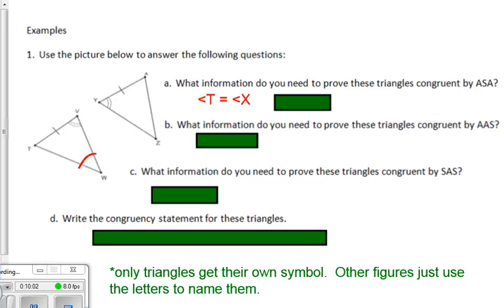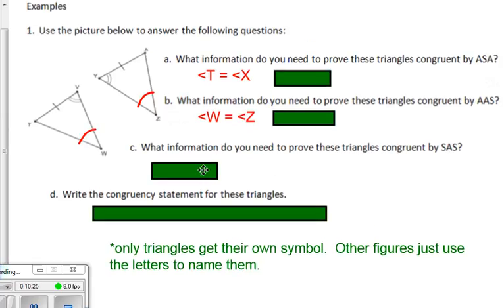That way it wouldn't be in between the two angles. Same thing in our other triangle. We have a side and an angle, so we would need the other angle, the one that was not in between them. So we would need to know that angle W equals angle Z. That would be the only way to prove that these two triangles are the same using angle, angle, side.